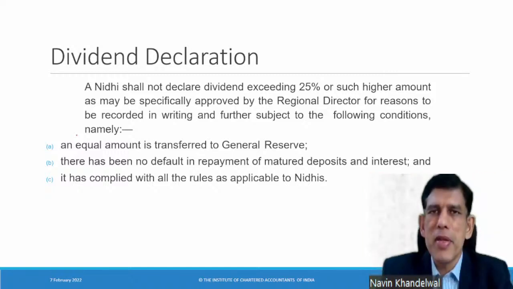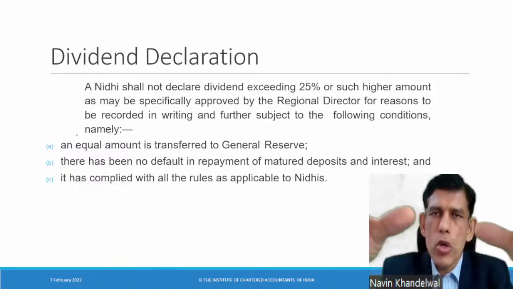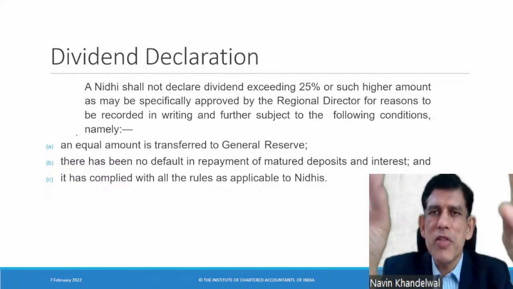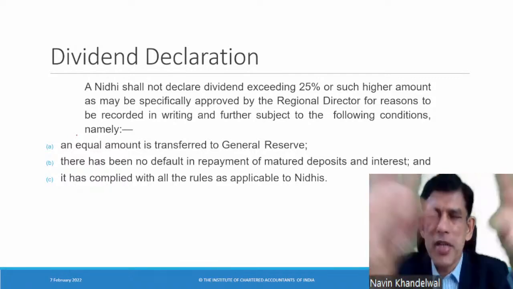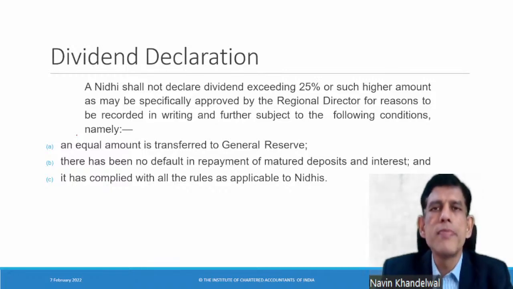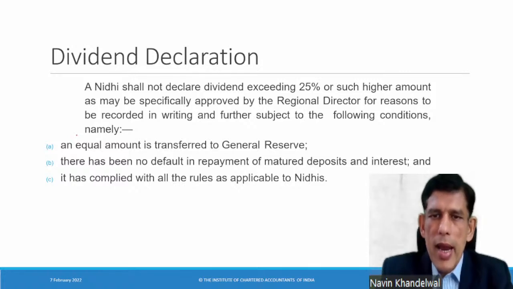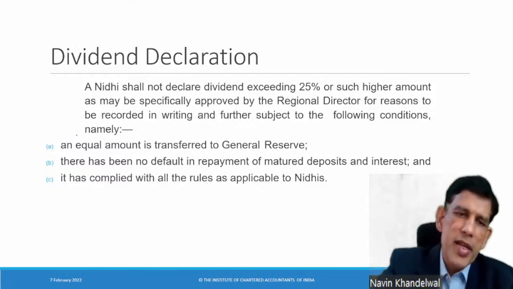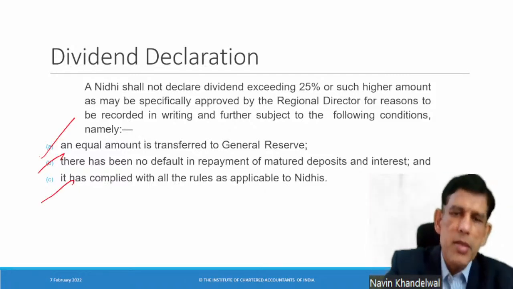Because as a Nidhi company, probably they will be operating in a very strict domain and with very less chances of incurring any losses, because rate of interests are controlled. The loan element is controlled. Deposit element is controlled. So if they are earning profits, they need to pay out dividends. And the dividend amount cannot be exceeding 25%. So they can declare dividend if A, B, C are met.